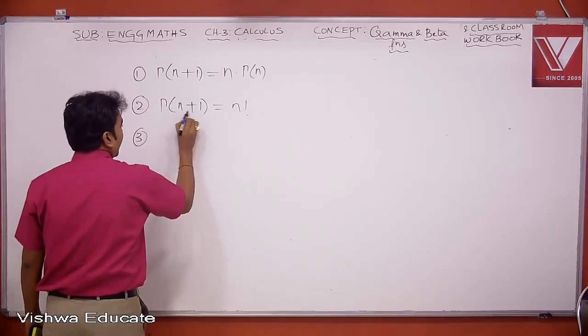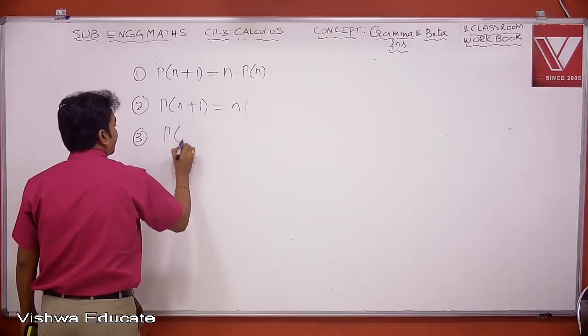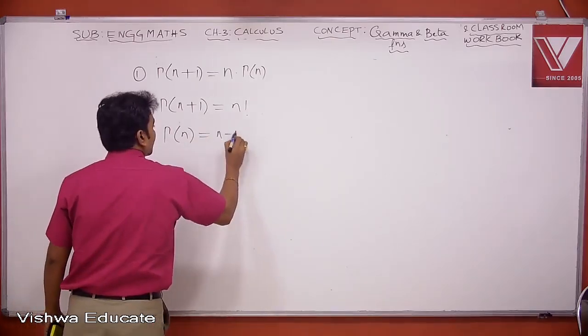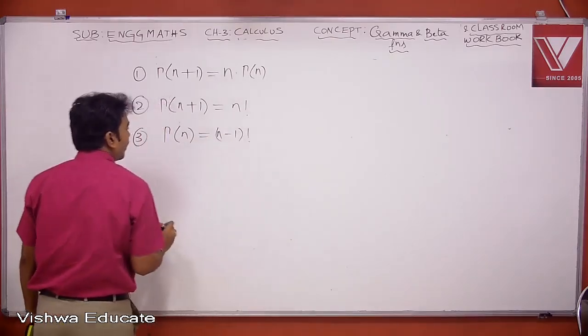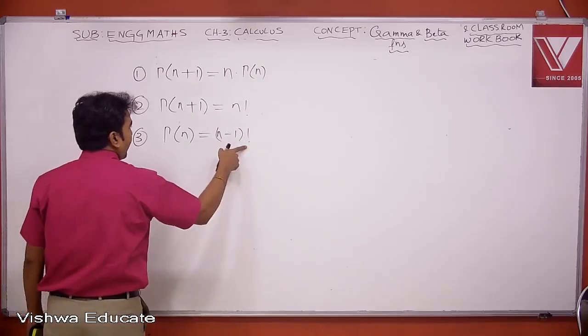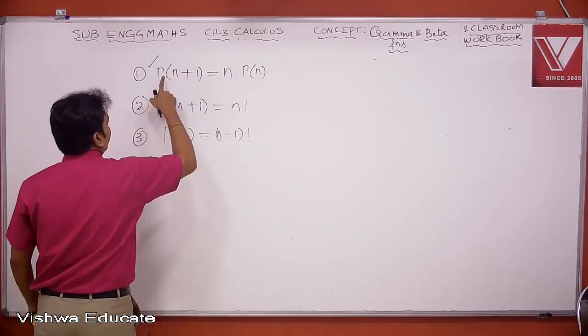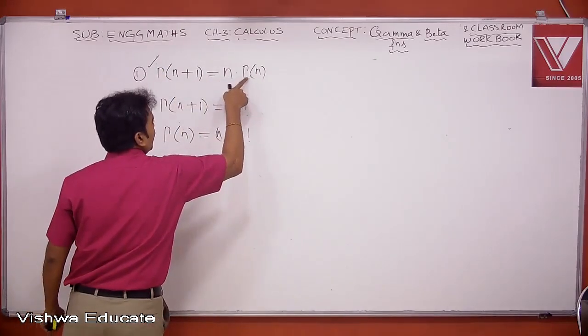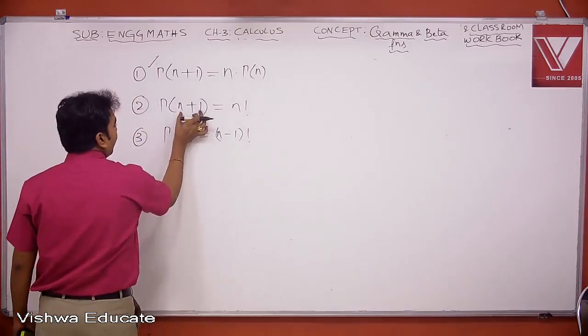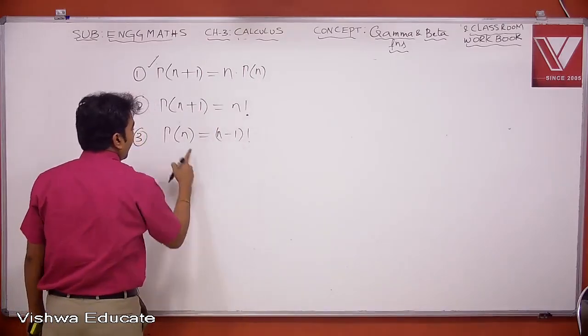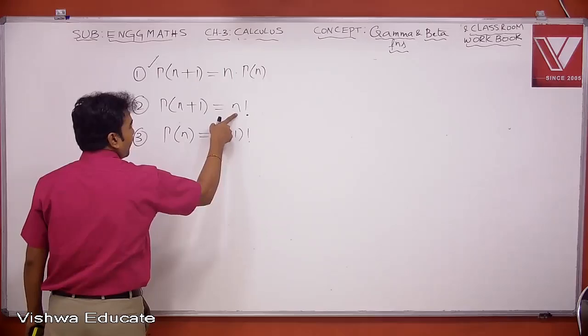So that means if it is n plus 1, I have n. If it is n, then this becomes n minus 1 factorial. Gamma of n is n minus 1 factorial. This is my basic value. Gamma of n plus 1 is n times gamma of n. Gamma of n plus 1 is n factorial.